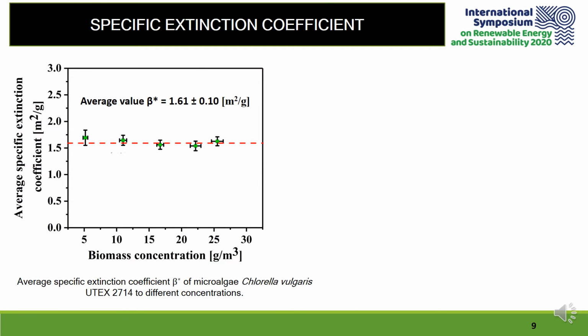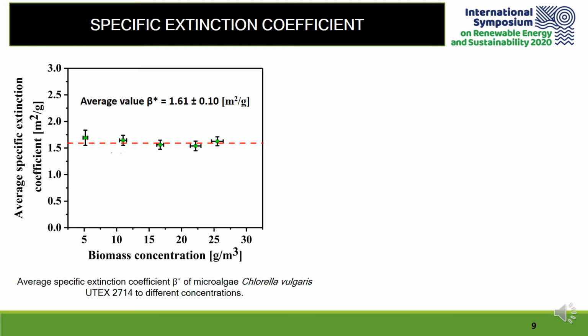Results of specific extinction coefficient. Now, in this figure, experimental values of specific extinction coefficients at different biomass concentrations are presented. It is possible to see the value of this radiative characteristic is independent of the biomass concentration, with an average value of 1.6 square meters per gram.